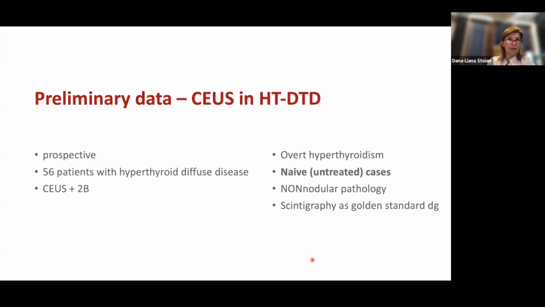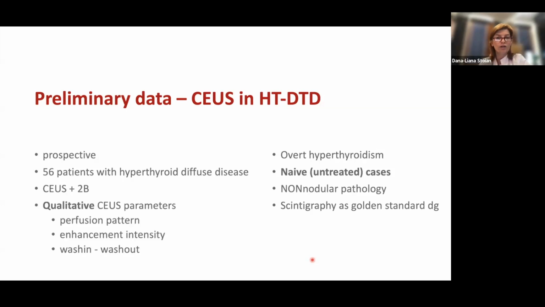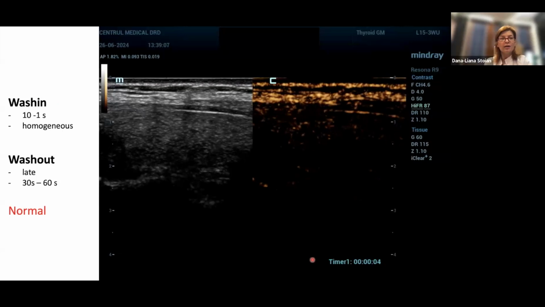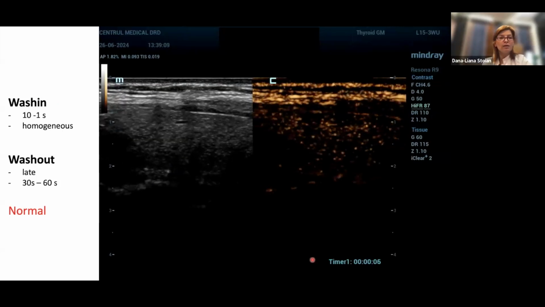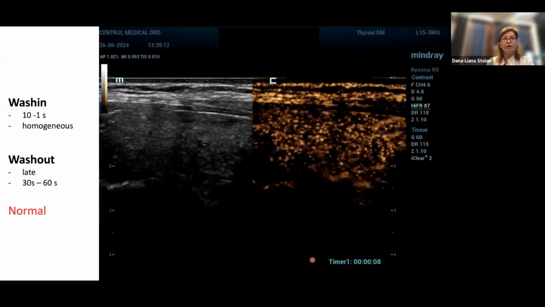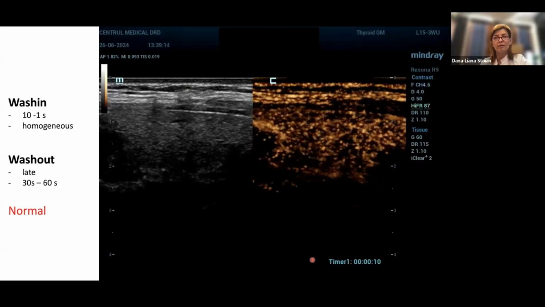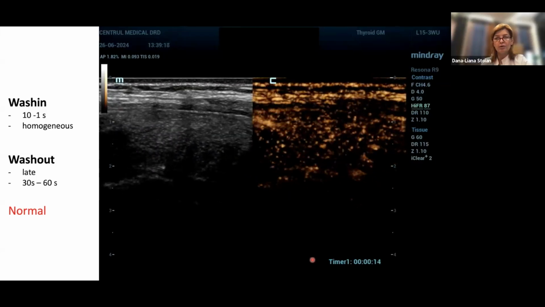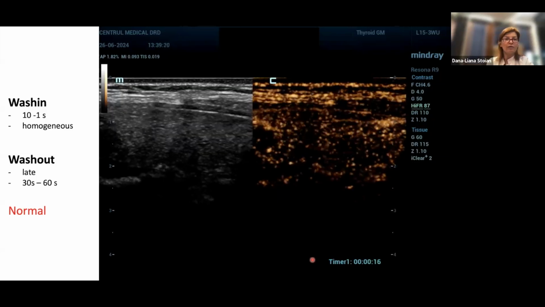Actually, we did all the multi-parametric ultrasound evaluation, and we looked at the perfusion pattern. Is it homogeneous or not? The enhancement, not necessarily intensity, but also the time for enhancement and the time for wash-in, wash-out. And this is what is normal. So when you look, the timer is there, in the first 10 to 15 seconds, you will have substance in your system, but it's not very enhanced.